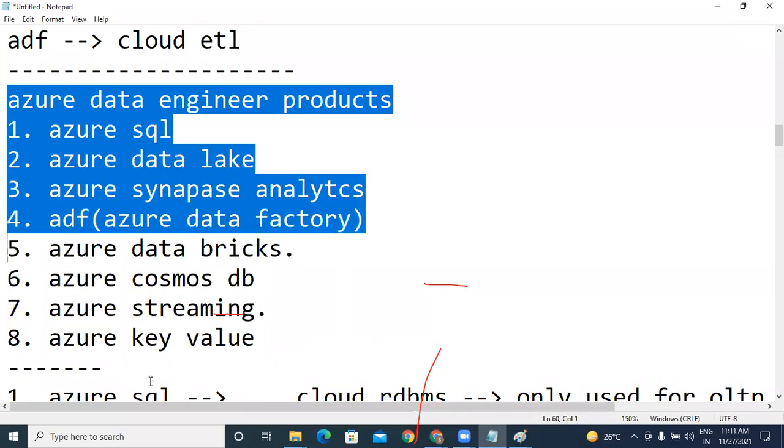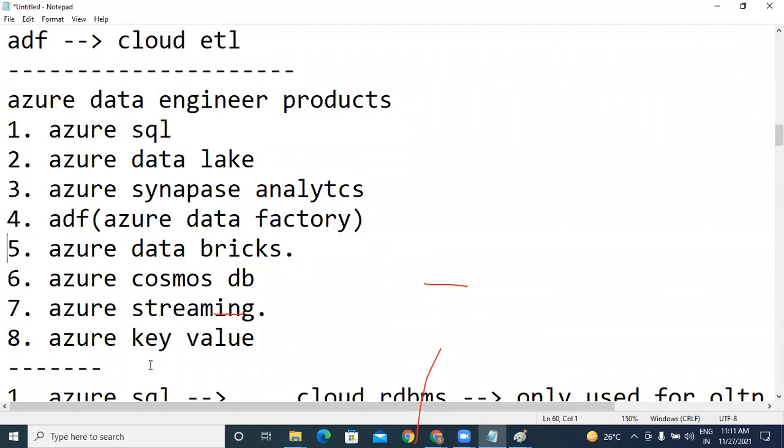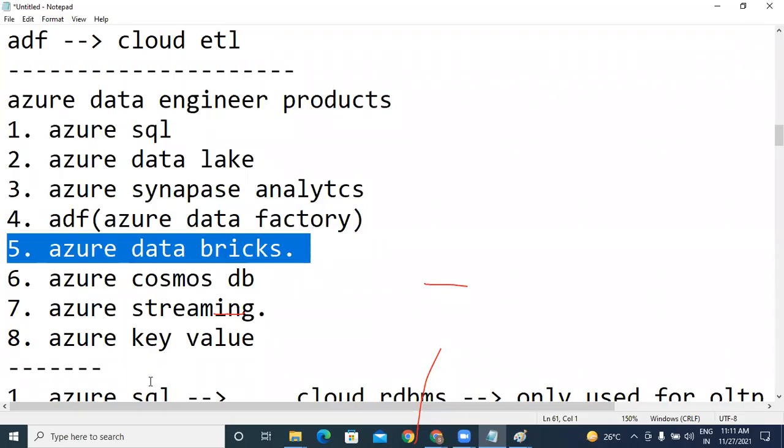SQL means SQL. There is no difference between normal SQL and this SQL, but this SQL is on cloud. Once you know SQL, data lake, Synapse Analytics, and ADF, you can enter the industry. If you are already an ADF developer, then the next step is Databricks.